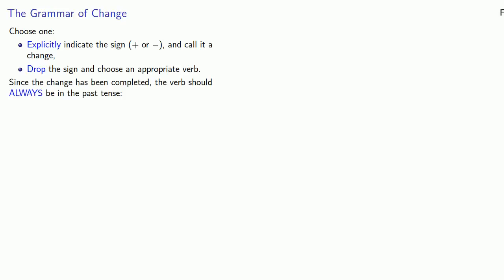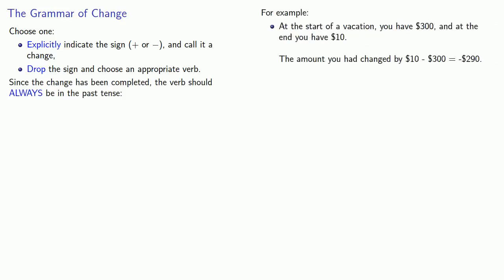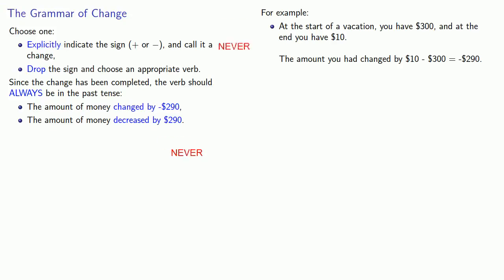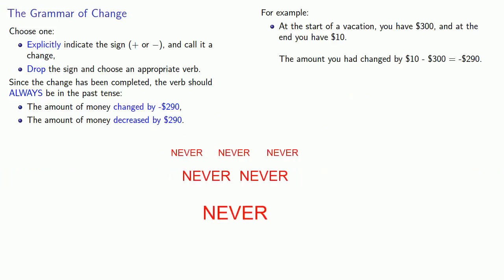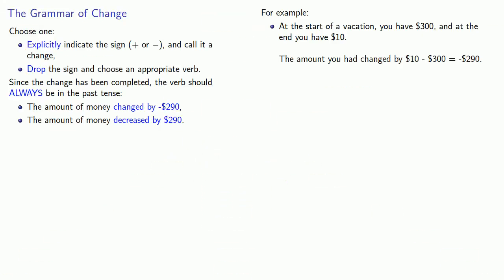So in our vacation example, we might say that the amount of money changed by minus $290, or we could say the amount of money decreased by $290. And it is vitally important not to mix the two things. If you're going to use an appropriate verb, increase or decrease, never combine that with a sign. Only use the signs if you use the word changed by.